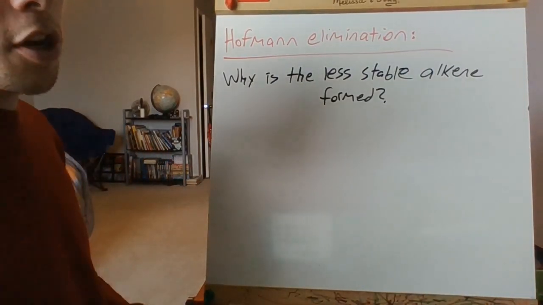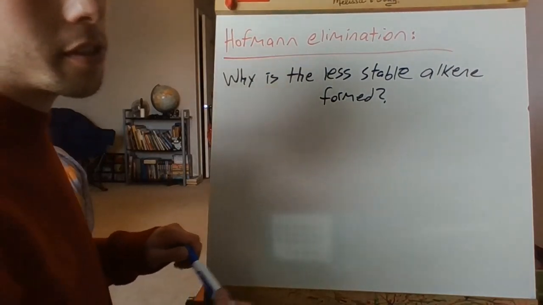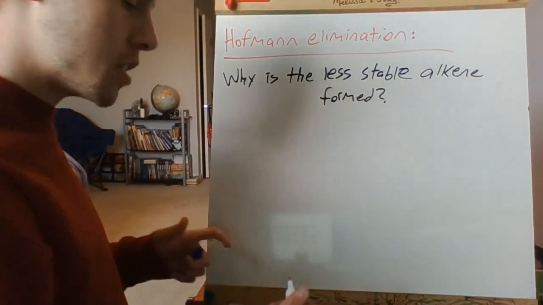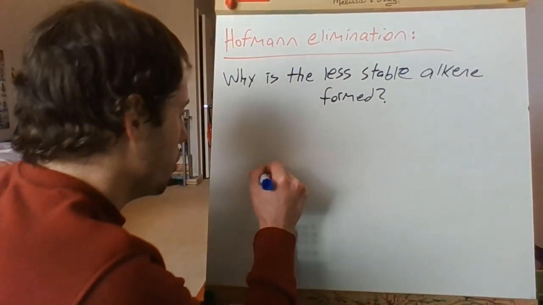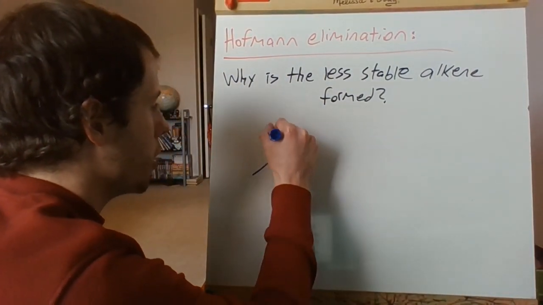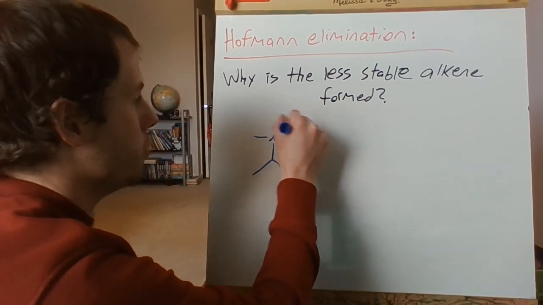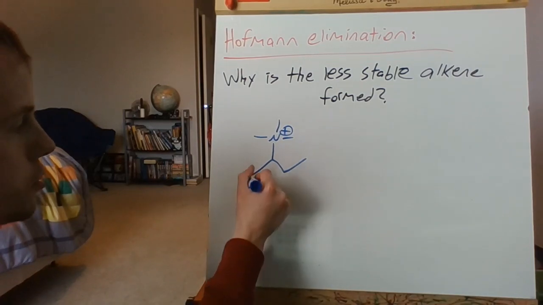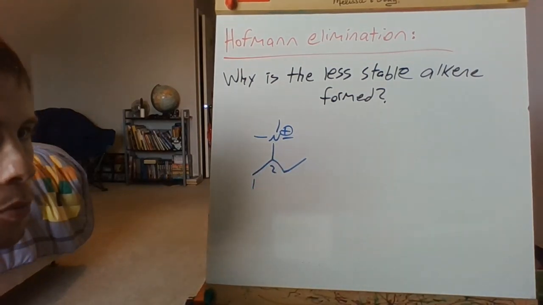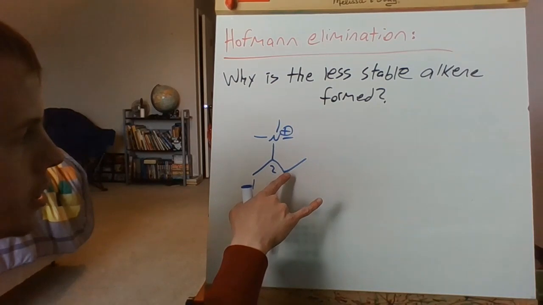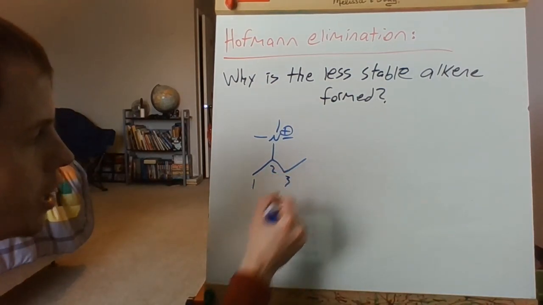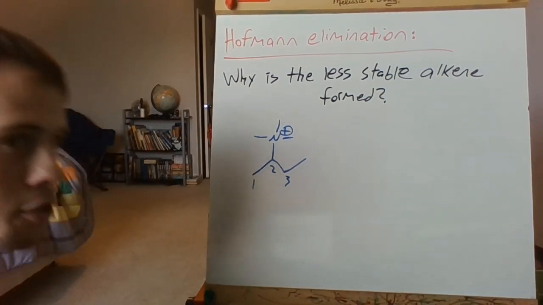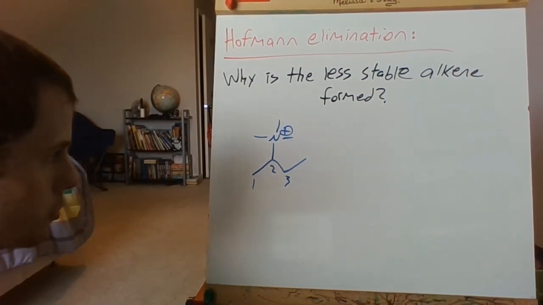You may be asking yourself, why do we form the less stable alkene in this case when everything wants to be more stable? Well, let's take a look at the Newman projection of our ammonium salt intermediate. So if I draw that back out, we have this here, and then we're going to draw a Newman projection looking down the C1, C2 bond, and then we'll draw a Newman projection looking down the C2, C3 bond. And remember, for eliminations on sp3 carbons, our hydrogen has to be anti to the leaving group.